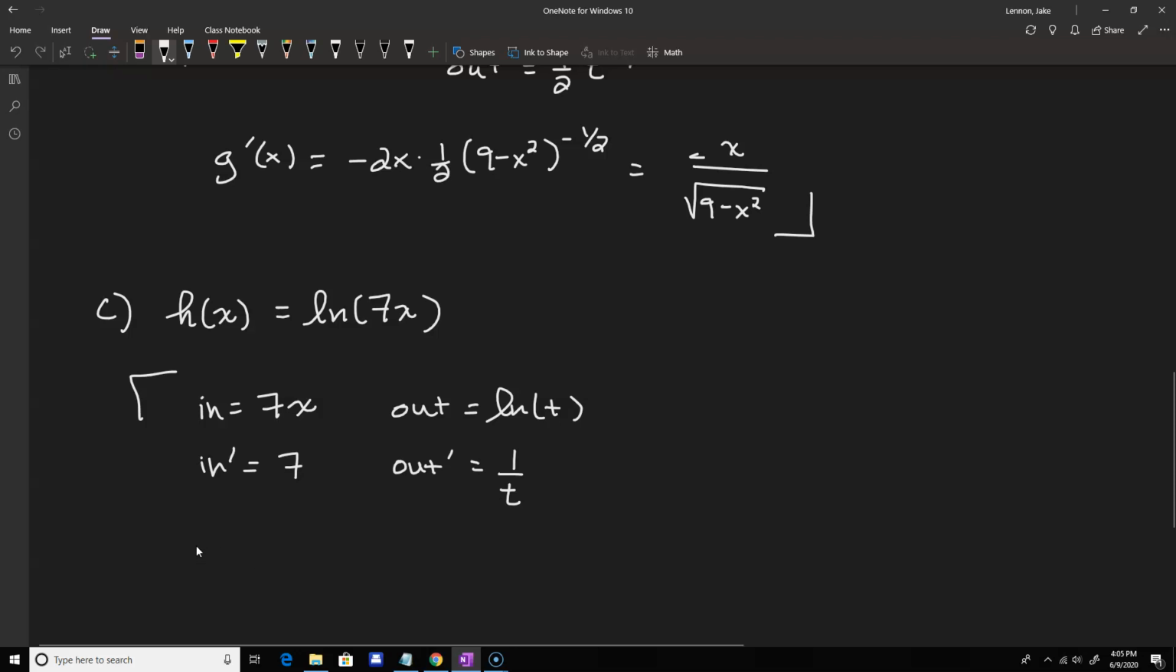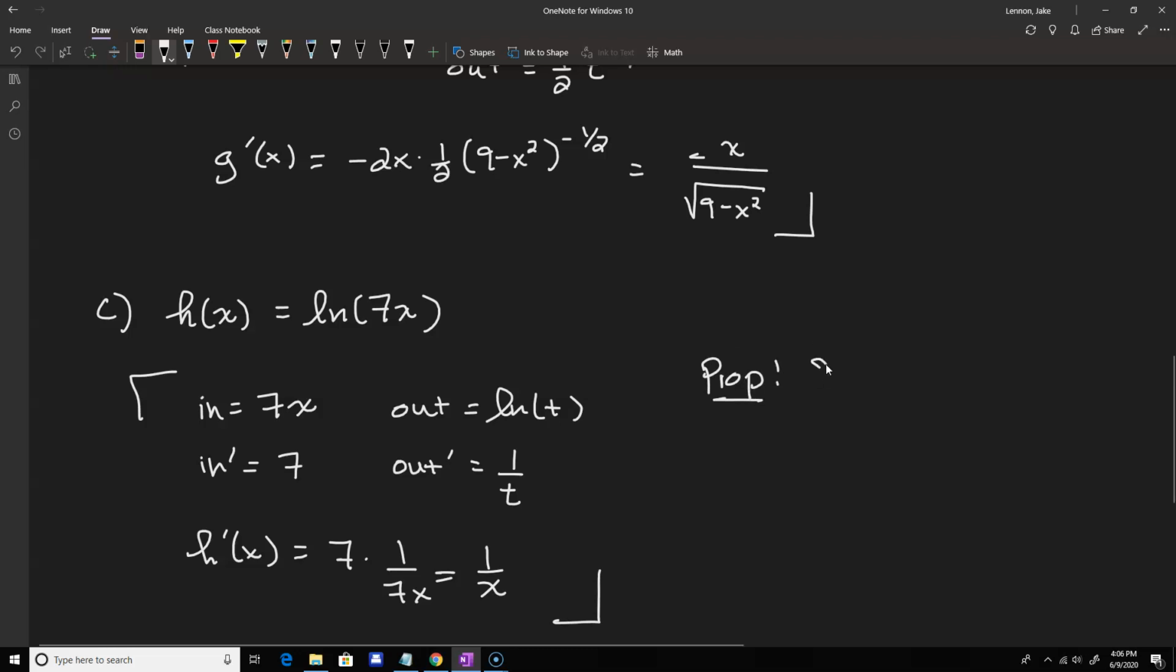So what we have there is h prime of x is going to be 7 times 1 over 7x. So in fact the 7's cancel here and we get 1 over x. So we actually get the same thing as when we take the derivative of the natural log of x. So you might think of that as a little bit of a proposition. You know, it's a useful thing to remember.